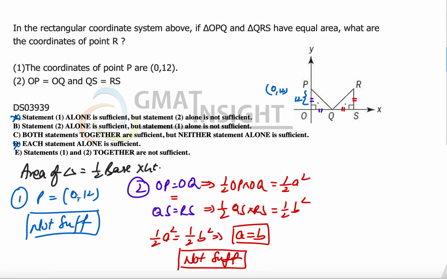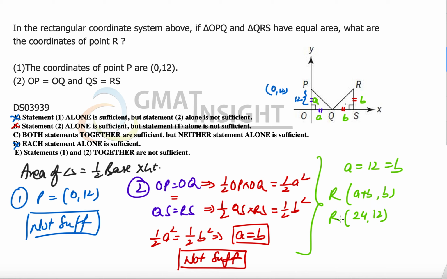Having understood this much, I think now we are pretty much in a position to understand that together the statements are going to be sufficient, because we know that this length, if we call it A, then this also becomes A, and A has already been given as 12, which is equal to B, as the second statement has established. That means if this is A, this is B, this is B, so the coordinate of point R can be represented as A plus B, comma B. And that base A plus B is 12 plus 12, which is 24, comma 12. So we have the exact coordinates of point R, and therefore together the statements are sufficient to answer the question, which gives us option C as the best choice.